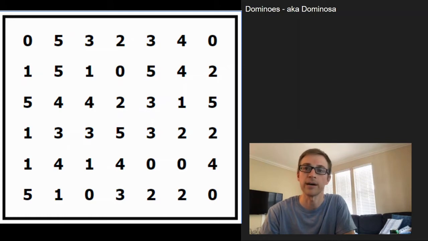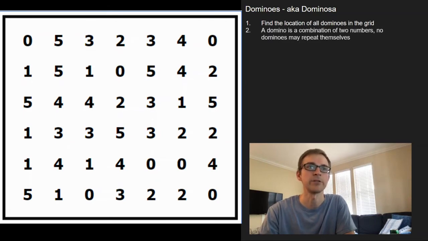This one is called Dominoes, also known as a Dominosa puzzle. What you must do is find all the dominoes within the grid, and a domino is a combination of two numbers, and you may not have those dominoes repeat themselves. So what I mean by that is if you have a 0 here, you can see that there's 4 ways you can form a domino.